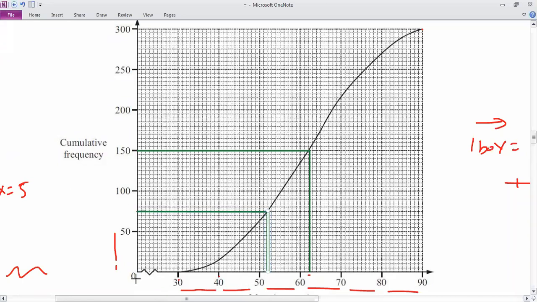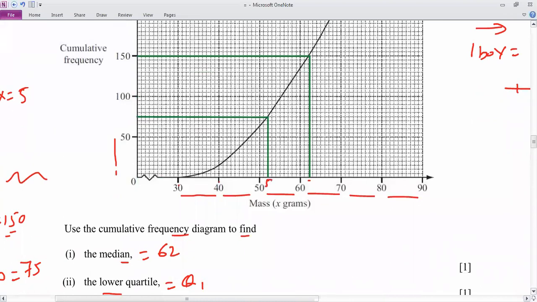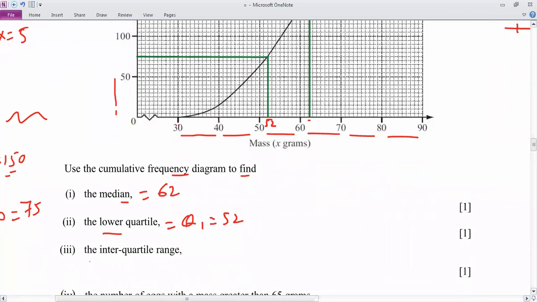Now what is this one? Clearly 52. You can see this is 52. So you can say Q1 is 52. Then the interquartile range. Now we know interquartile range is Q3 minus Q1. It means first you need Q3 also, and Q3 is 3 over 4 of last cumulative. What will it be? Calculate and let me know.